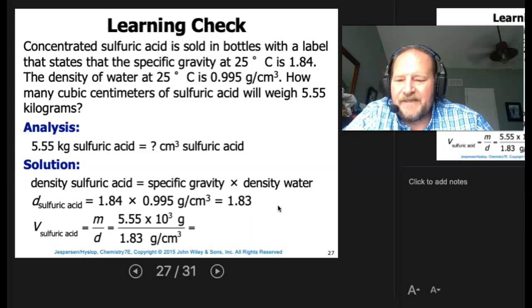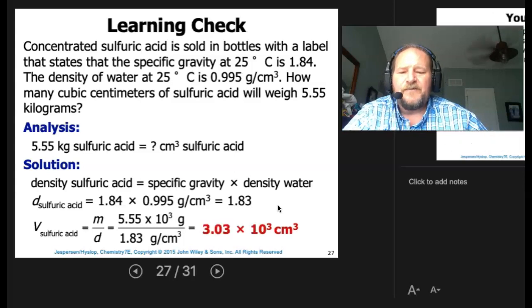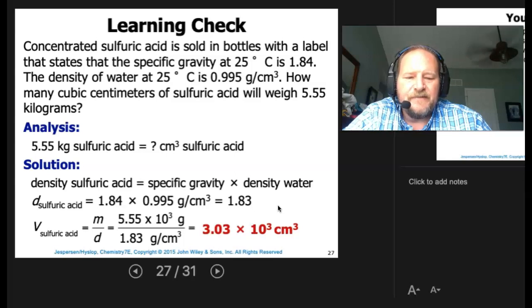And that means the volume of sulfuric acid then would be mass over density. We know the density is 1.83 grams per centimeters cubed. We know that the mass we're given is 5.55 kilograms, which would be 10 to the 3 grams. So now grams will cancel out. Our centimeters cubed will move from the denominator of the denominator up to be the numerator, which means we get 3.03 times 10 to the 3 centimeters cubed. So you might have to go through that one a little bit. Take your time with it.